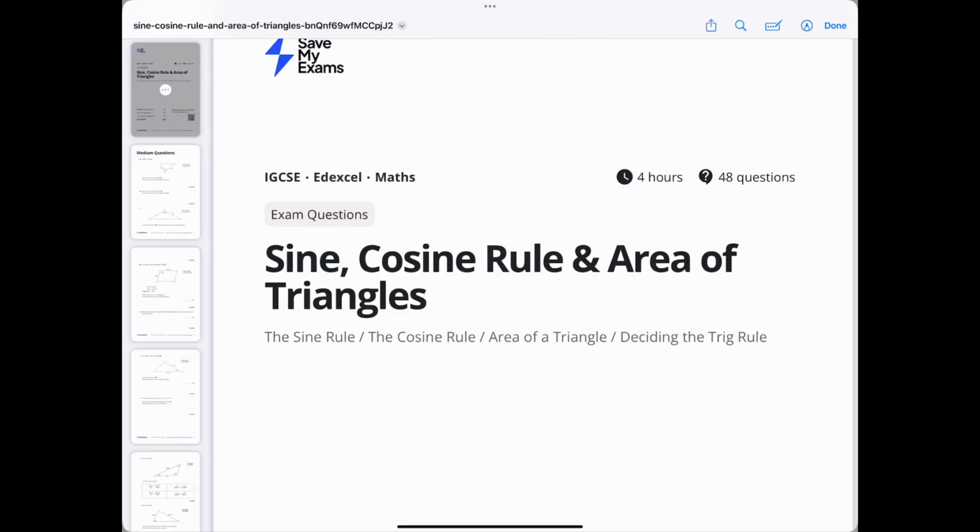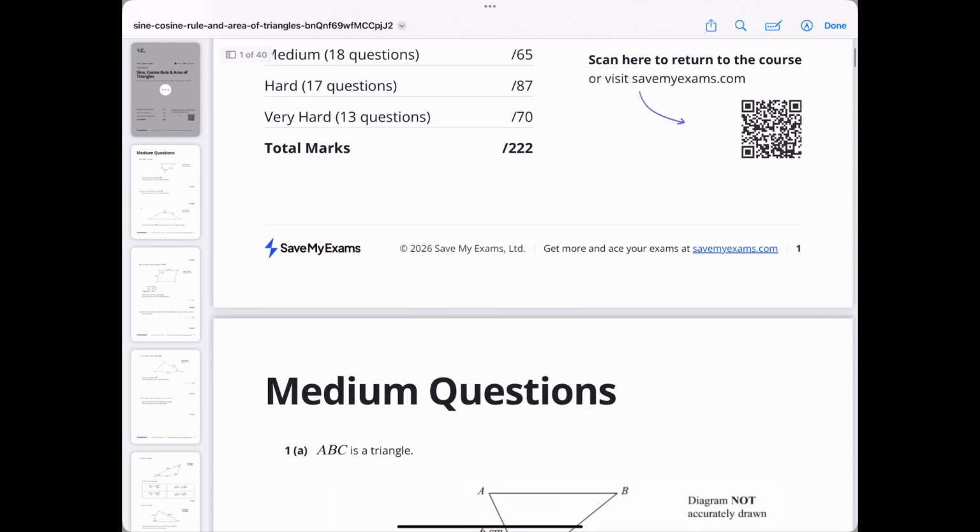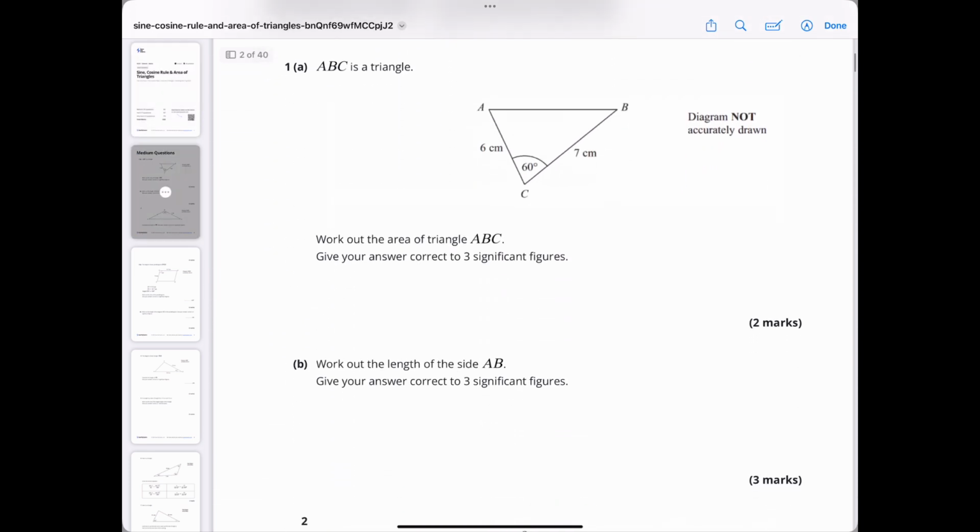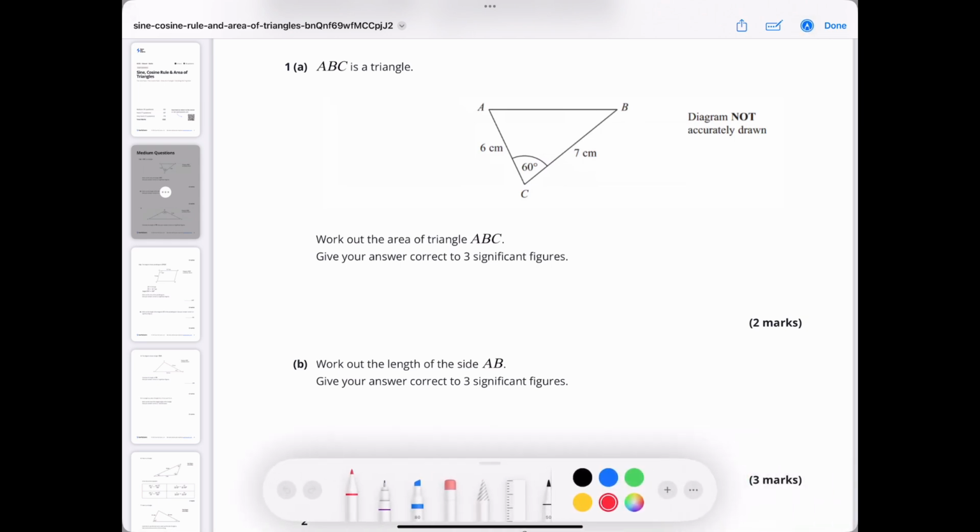Sine, cosine rule and the area of triangles that aren't right angles. So I'm literally going to do these. This is ABC, a triangle, and as you notice, ABC doesn't actually have a right angle. But you can work out the area of ABC and give your answer to 3 sig figs.